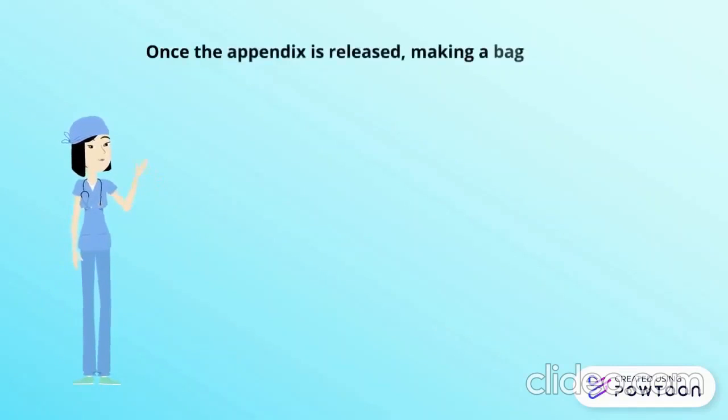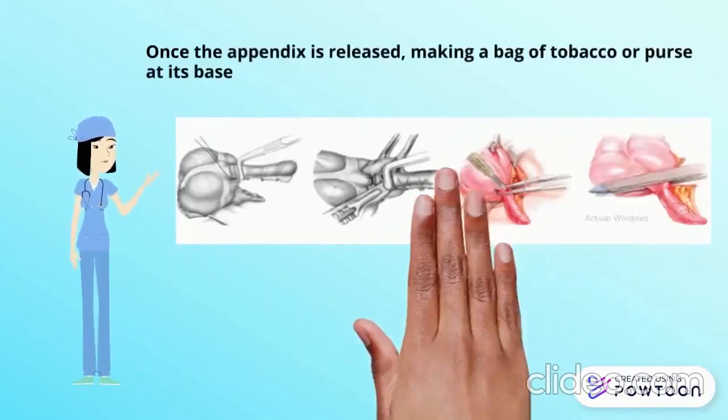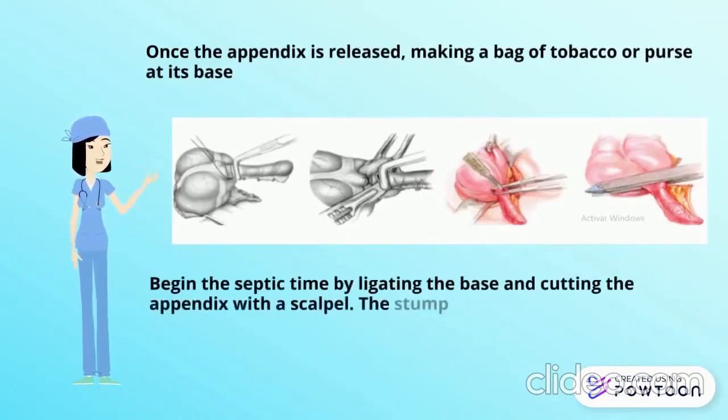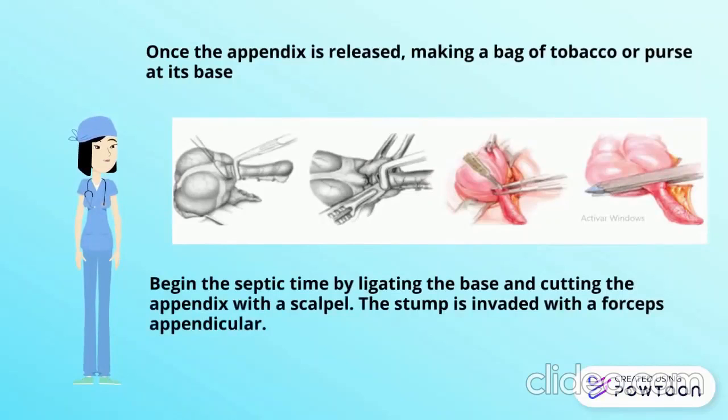Once the appendix is released, make a tobacco pouch or purse-string at its base. Begin the septic time by ligating the base and cutting the appendix with a scalpel. The stump is invaginated with appendicular forceps.